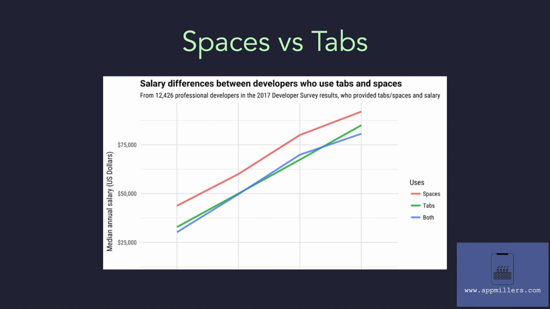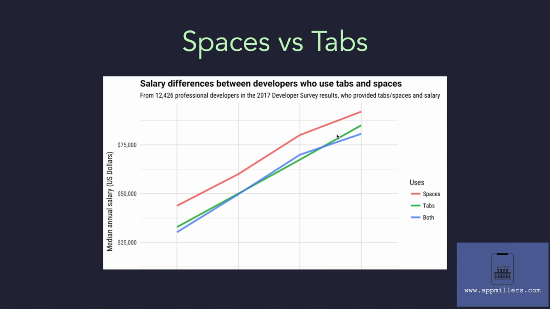And in 2017, the Stack Overflow developer survey showed salary differences between developers who use tabs and spaces. They asked developers, do you use spaces or do you use tabs? And then they compared it against their annual salary. And somehow they managed to show that people who use spaces seem to earn a lot more than people who use tabs. Now this is not an official statistic. This survey comes from the Stack Overflow survey.